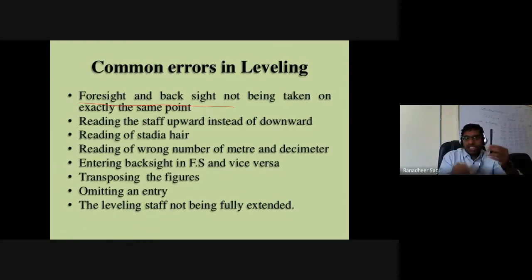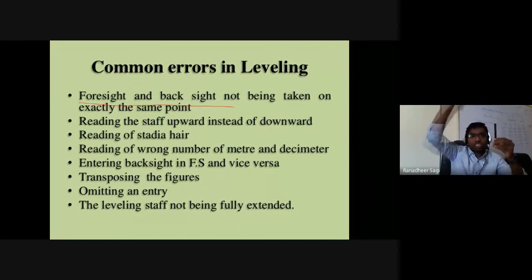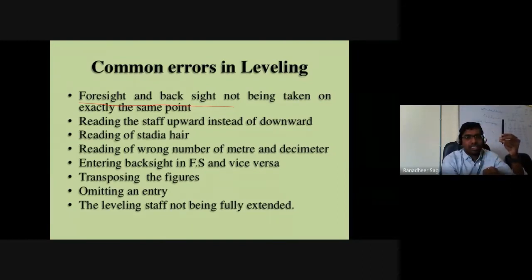Reading the staff upwards instead of downwards. We should understand that the readings of the staff go from bottom to higher values towards the top, not 0 on the top and higher values towards the bottom. So whenever you read your leveling staff, you should read it from bottom to top. Let's say 1.1 meter is somewhere here, and 1.2 meters will not be towards the downside; rather, it is going to be upward, because in the upward direction the markings on the leveling staff increase.